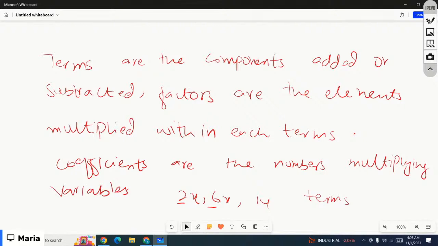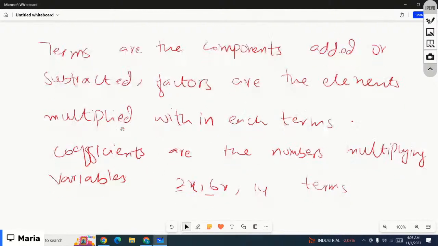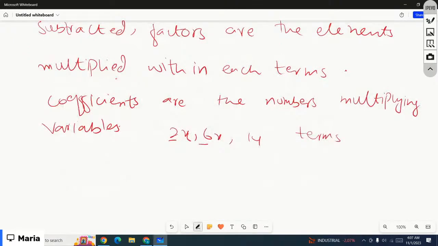For example, you have an expression 3x square plus 5x plus 2. Here you have 3x square, 5x and 2. They all are the terms because they are added together. And 3 is the coefficient of x square and 5 is the coefficient of x. These are the definitions of the coefficients and terms. Now let's start with the lesson.